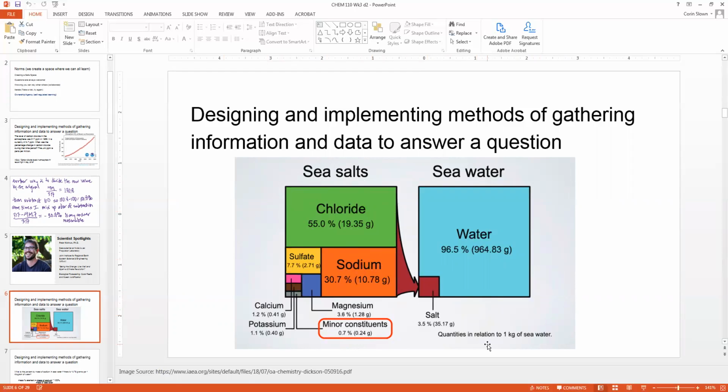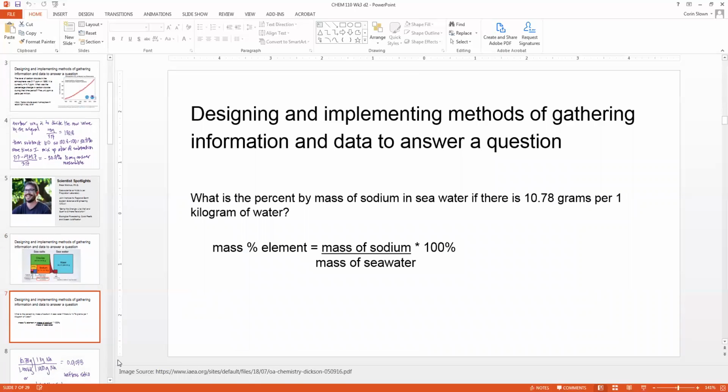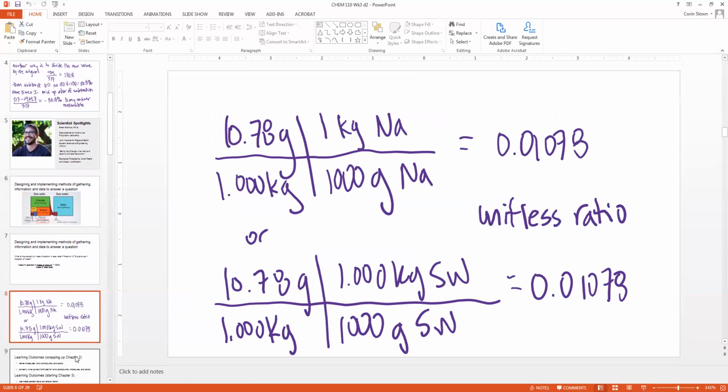These are the quantities in relation to 1 kilogram of seawater. So here's my question. What is the percent by mass of sodium in seawater, if there's 10.78 grams per 1 kilogram of water? And so if we think about how we might calculate that, one of the things we're going to have to do is reconcile our units.